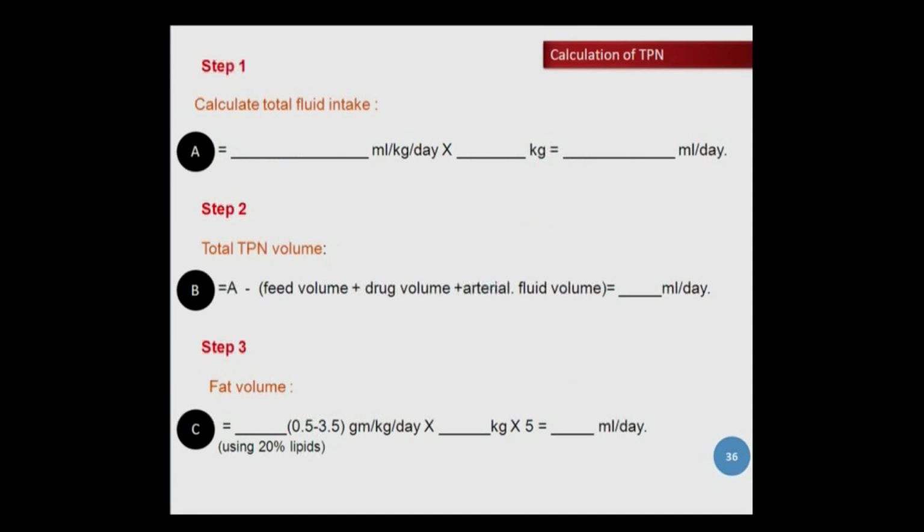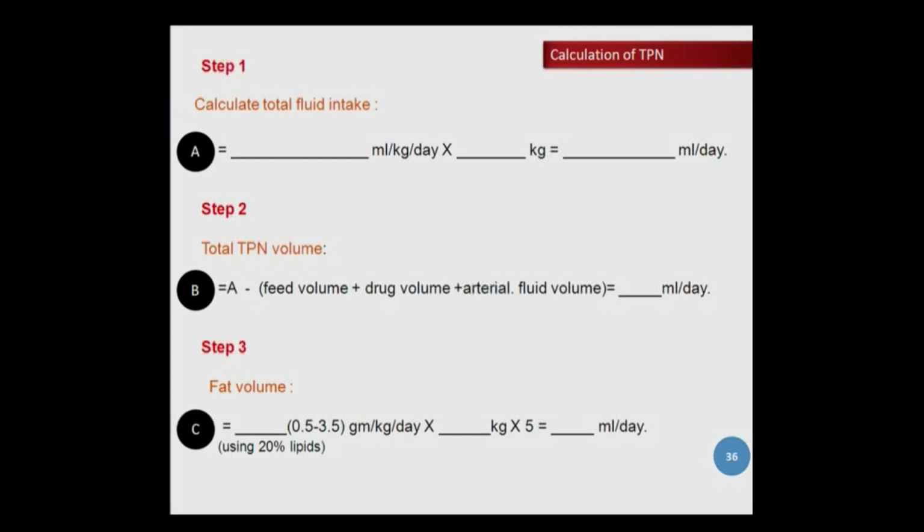These steps initially begin with calculation of the total fluid intake. In step number 2, we will subtract the entire feed volume plus drug volume as well as the arterial fluid volume from the entire calculated total fluid intake to calculate the total TPN volume in mLs per day.